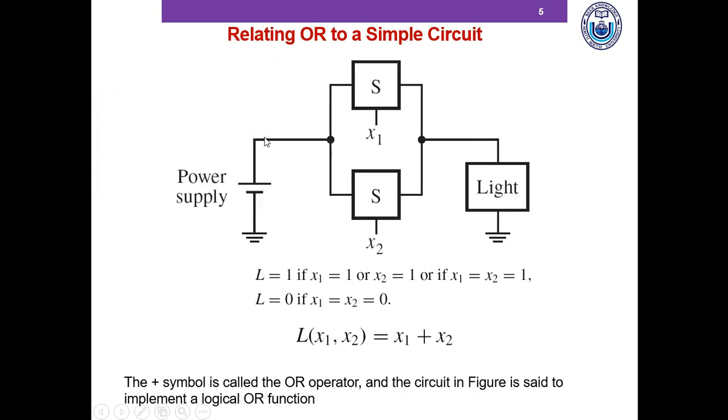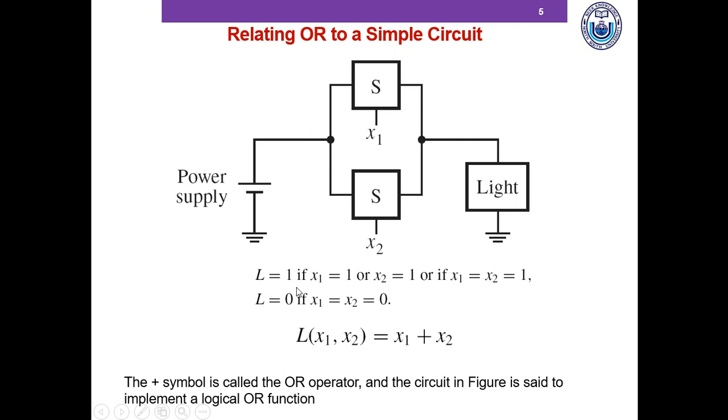Now the parallel connection of two switches is given in this case. So in this case, the light will be on if either the x1 or x2 switch is closed. The light will also be on if both switches are closed. So the light will be off only if both switches are open. The behavior can be described using this Boolean expression.